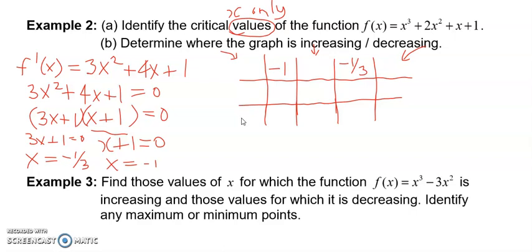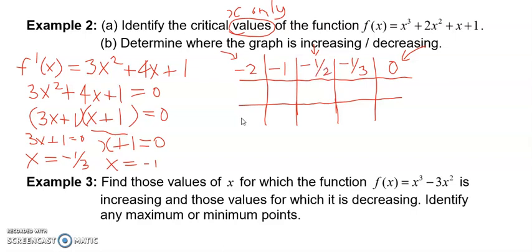Okay, now here's what we do in those other columns. Think of any number that's a little bit less than negative 1, like negative 2. And over here in the far right column, think of a number that's a bit bigger than negative 1/3. So we'll just pick, well, even 0 would be okay. And for a number between negative 1 and negative 1/3, well, maybe negative 1/2.